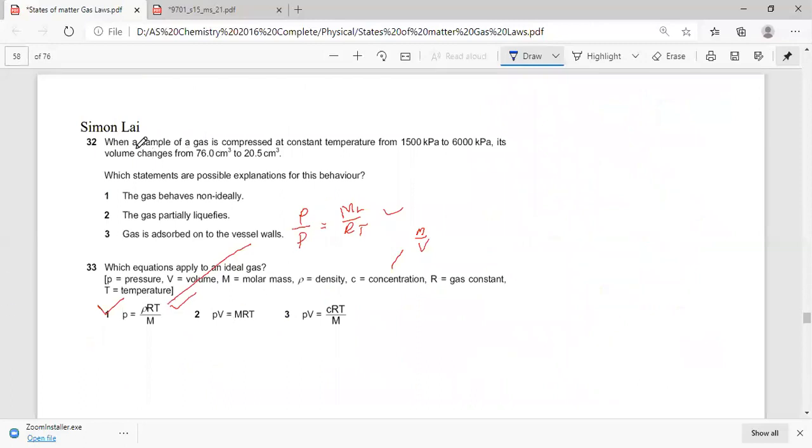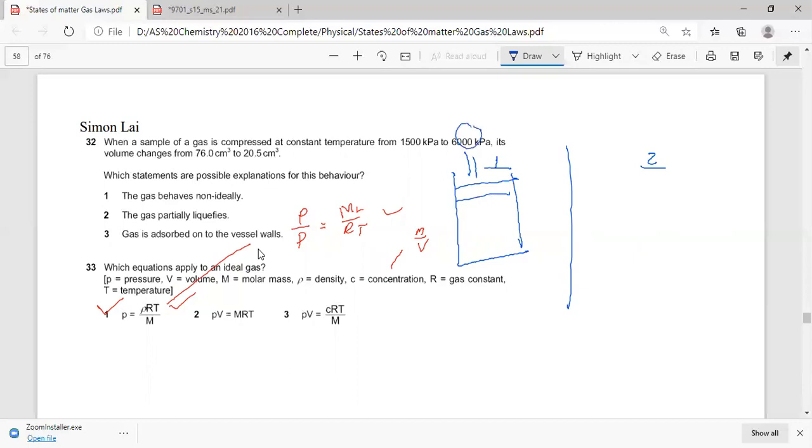When a sample of gas is compressed at a constant temperature, the pressure and the volume change. Which statement explains this behavior? Non-ideal, it means it liquefies. Absorption into the vessel is quite unlikely. So same thing, experiment 1, experiment 2. Draw the diagrams.